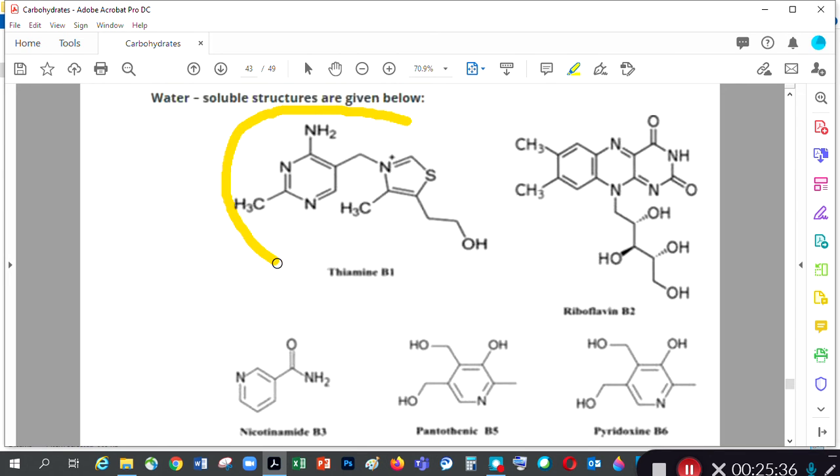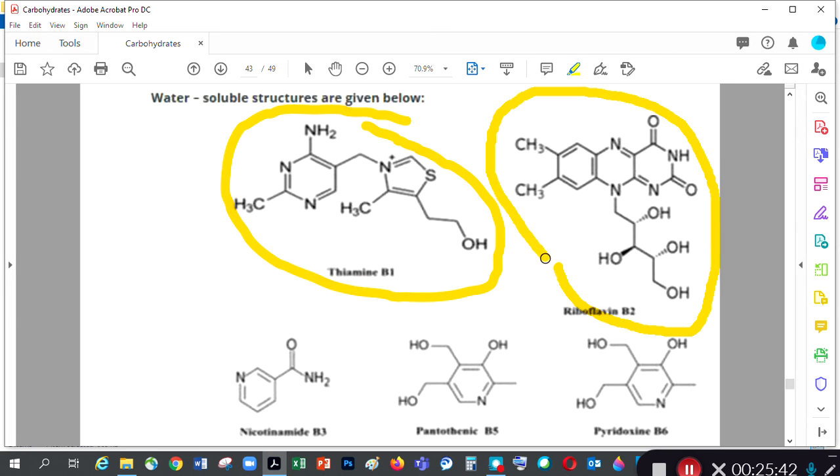And this is B1 vitamin, thiamine. This is B2 vitamin. That's not an amino acid, although nitrogen is there. See, plenty of nitrogen. This is nitrogen, nitrogen, nitrogen, nitrogen, correct? But they are not amino acids by any means.